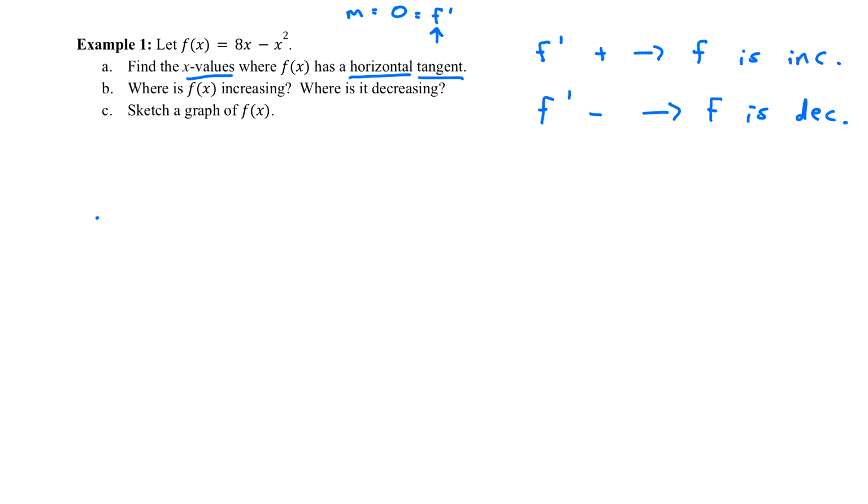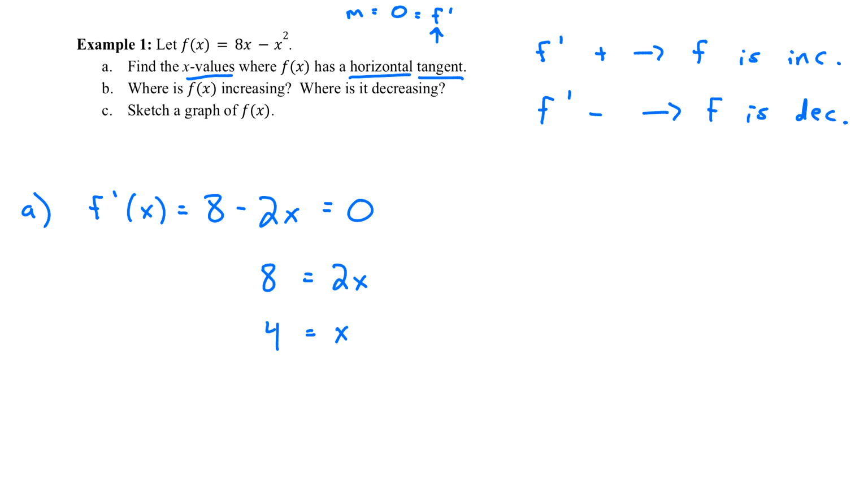So first we'll find f prime of x. Here in part A, f prime will be equal to 8 minus 2x using our power rule. And then I'm going to take that first derivative and set it equal to 0. Now at this point we can just solve for x. I'll add 2x to each side, so 8 equals 2x, and then divide by 2, so that means that x is equal to 4. So at x equals 4, I know that I have a horizontal tangent line. And we'll see what that looks like in the graph of f of x in just a minute.